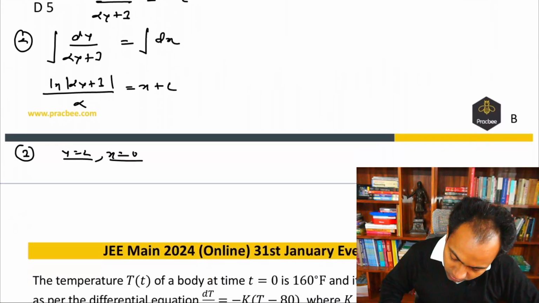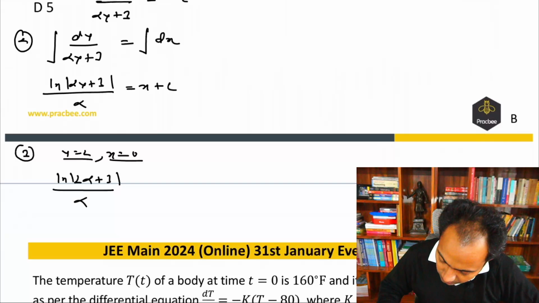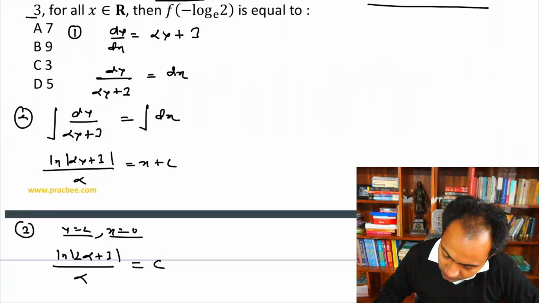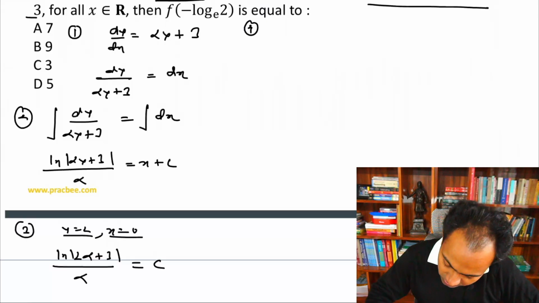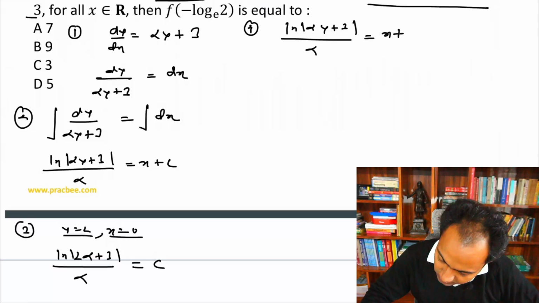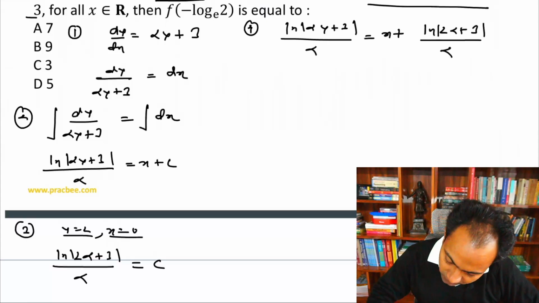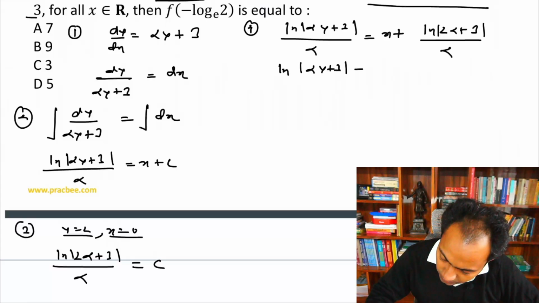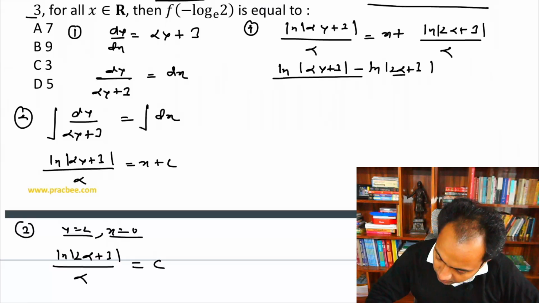If I put these values, this becomes ln of modulus of 2 alpha plus 3 divided by alpha is equal to c. Once you have got the value of c, let us substitute it back in the fourth step. It is going to become ln mod of alpha y plus 3 by alpha is equal to x plus ln mod of 2 alpha plus 3 by alpha. If I take it on the left hand side, ln of modulus of alpha y plus 3 minus ln of modulus of 2 alpha plus 3, divided by alpha, will come.